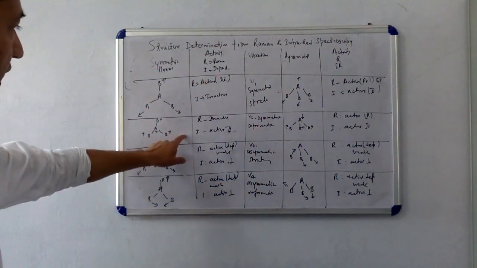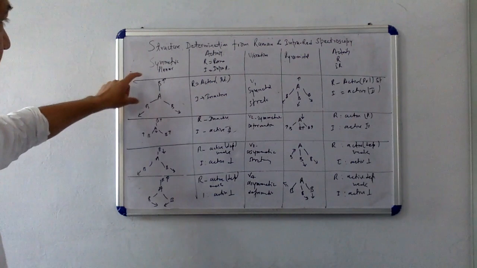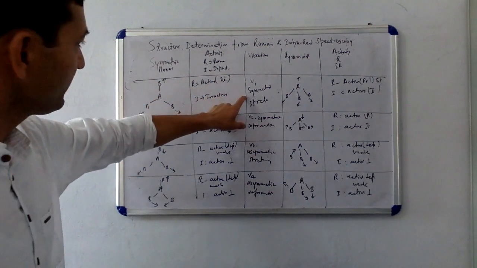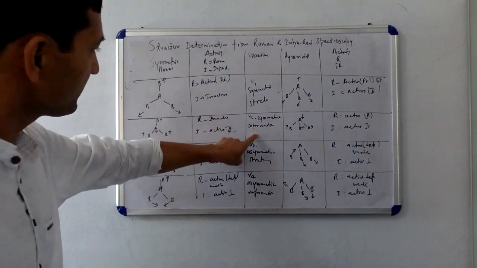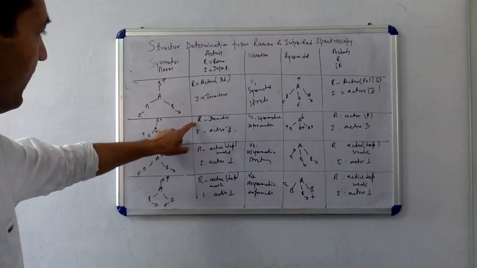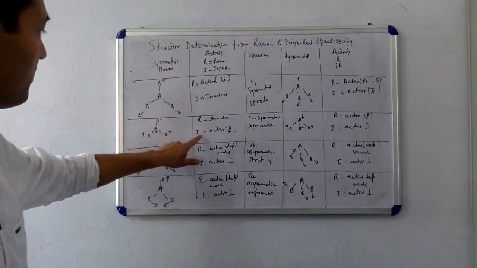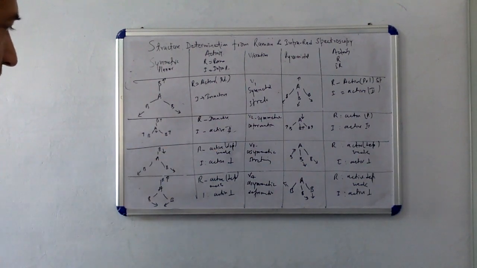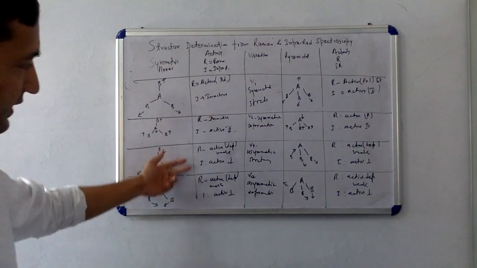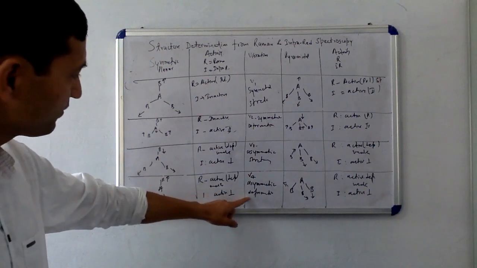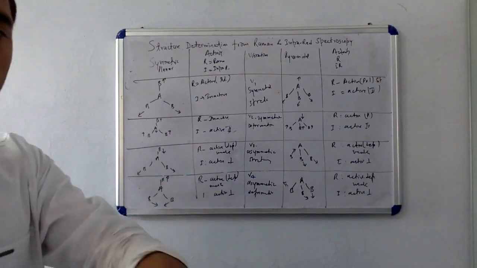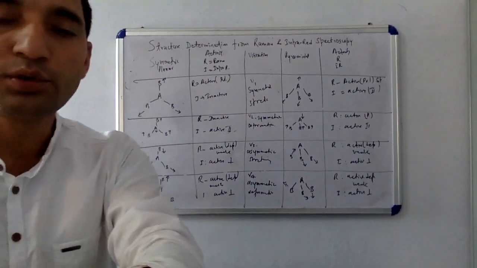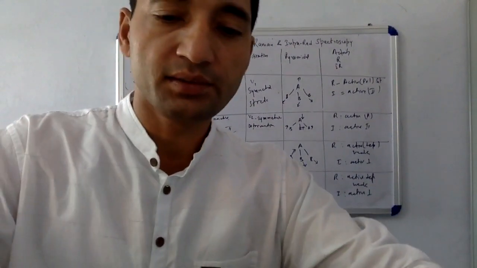However, you have in this case the symmetric stretch, R is active, I is inactive. Symmetrical deformation, R is inactive and IR is active. However, once you have an asymmetric stretching and asymmetric deformation, you have both the IR and the R active in this case.